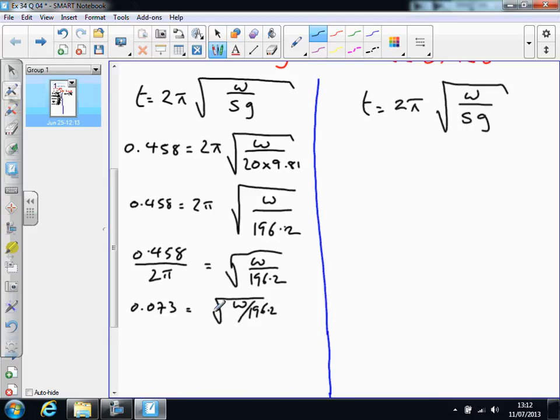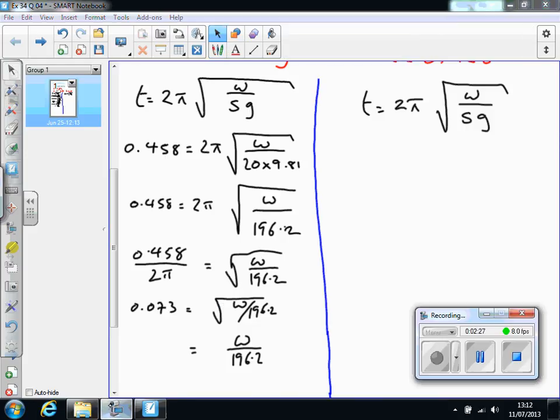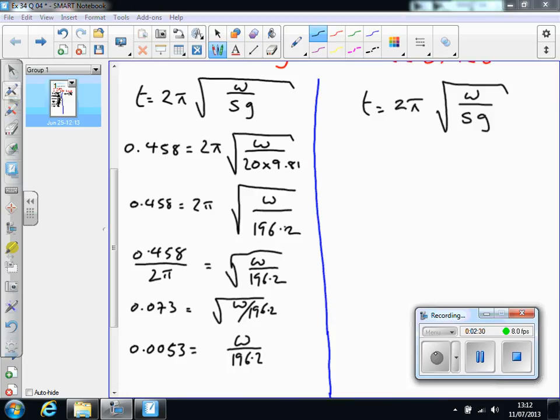Now, to get rid of the square root, square both sides, so 0.073 squared equals W over 196.2, whatever 0.073 squared is. Turns out to be 0.0053 equals W over 196.2. Now multiply both sides by 196.2 and I'll get a value for W.